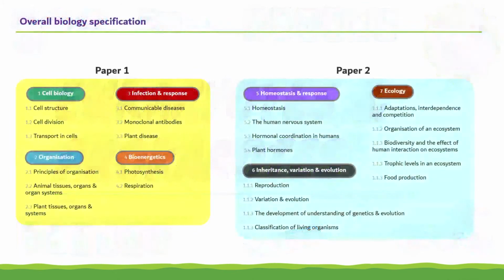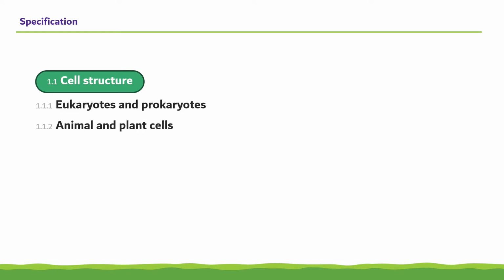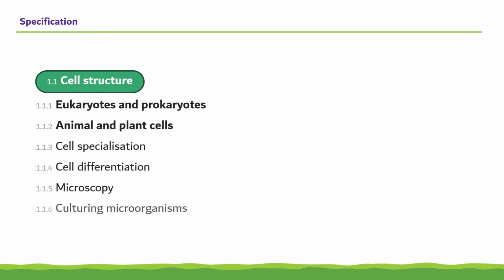The learning objectives for this content are contained within the subtopic Cell Structure, which is contained within Topic 1, Cell Biology, which is tested in Paper 1. Within the subtopic of Cell Structure, the areas this video will cover are eukaryotes and prokaryotes, and animal and plant cells. Cell specialization, cell differentiation, microscopy, and culturing microorganisms will be covered in separate videos.